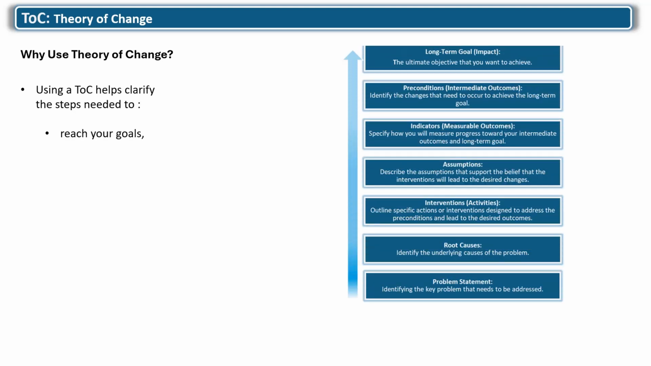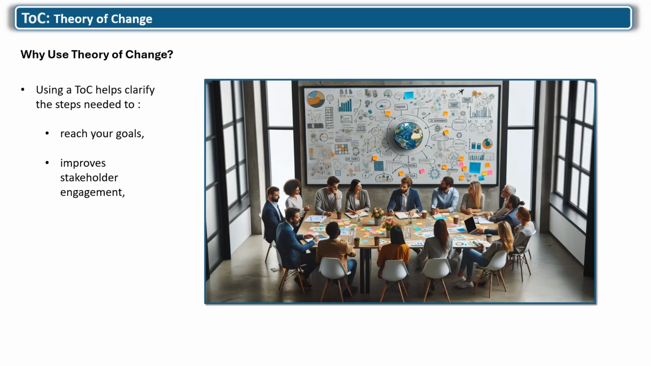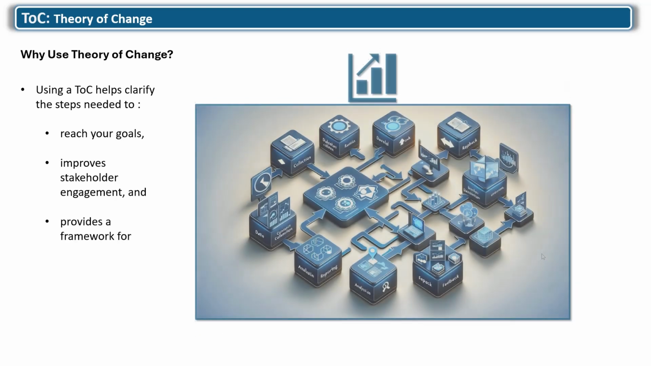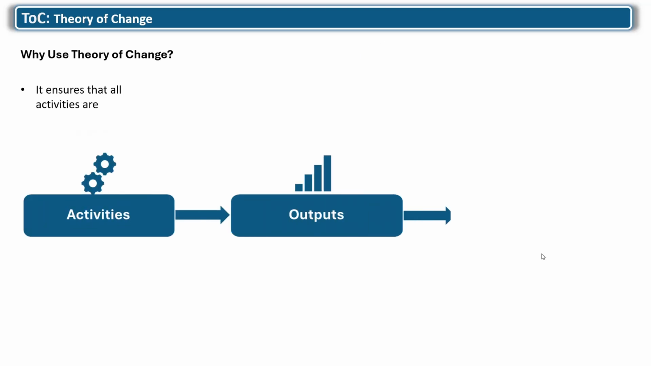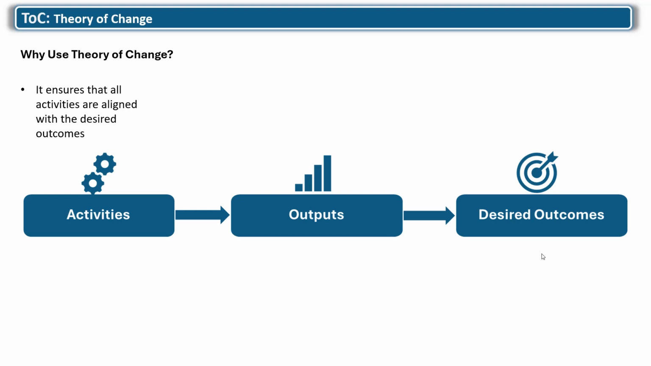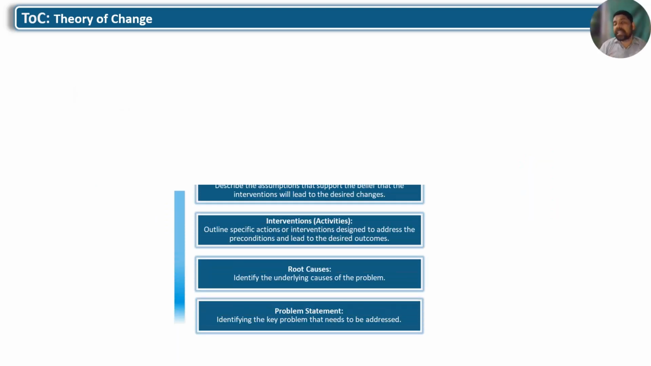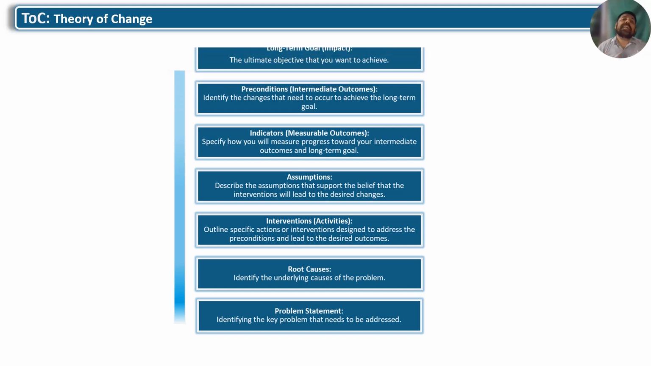Why do we need to use theory of change? Basically, using a ToC helps clarify the steps needed to reach your goals, improve stakeholder engagement, and provide a framework for monitoring and evaluation. It ensures that all activities are aligned with the desired outcome. Basically, it is a framework of a problem, barriers, and how to address that problem, whether it's related to an organization, a sector, or a business.